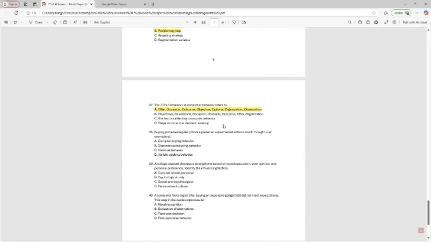Buying groceries regularly from a preferred supermarket without much thought is an example of.